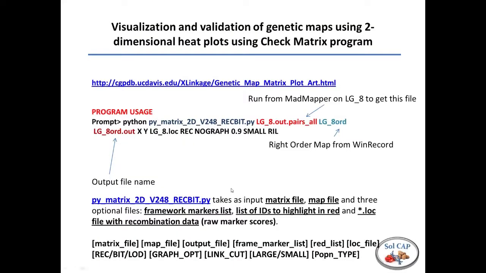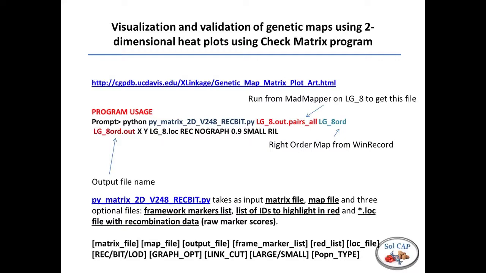Then you run Check Matrix. So Check Matrix, again, you have a Python script. So you call the program up using this script here, basically Pi matrix, and you call up the pairs file from MadMapper. You call out the order file, which we just exported from Record, and you tell it the name of your output file.